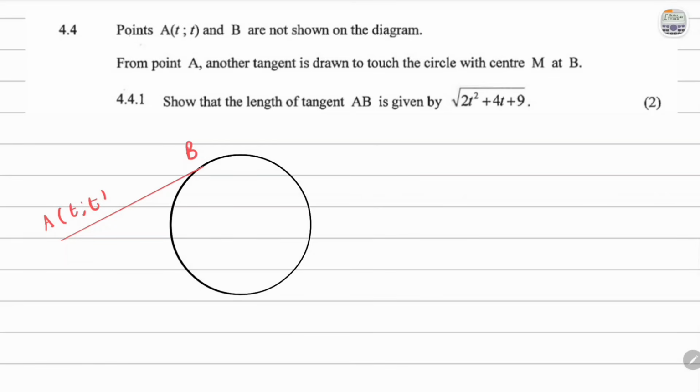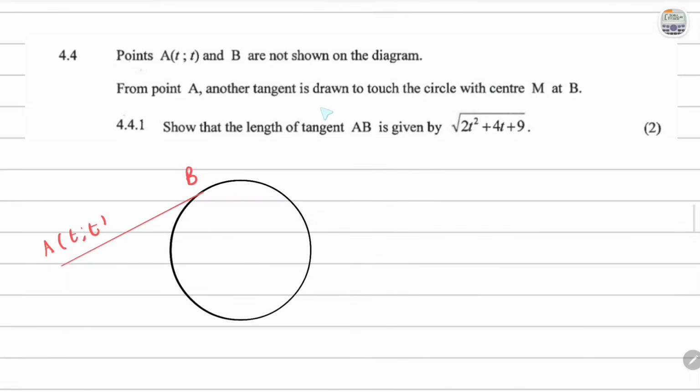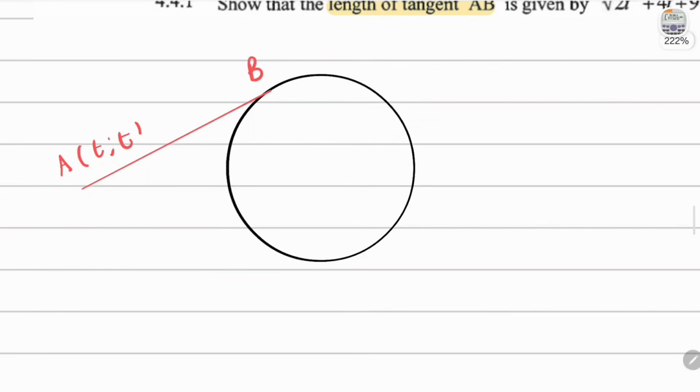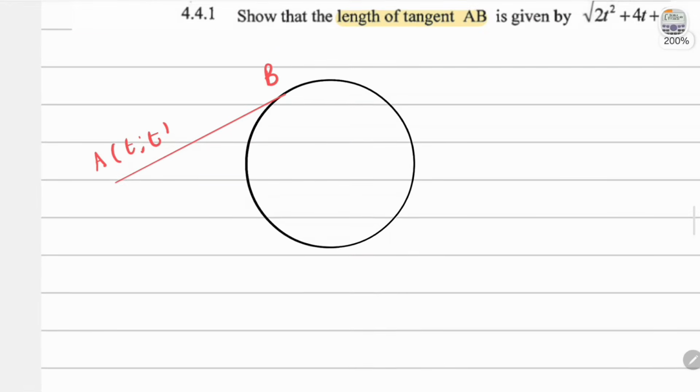So it's a tangent. We can use the relationship between the tangent and the radius of the circle. Okay, so with that being said, they say it's drawn to touch, and then we need to show that the length of the tangent AB is given by this. So find the length of that tangent AB. Okay, how would we find the length of AB? Well, we don't really know what B is.